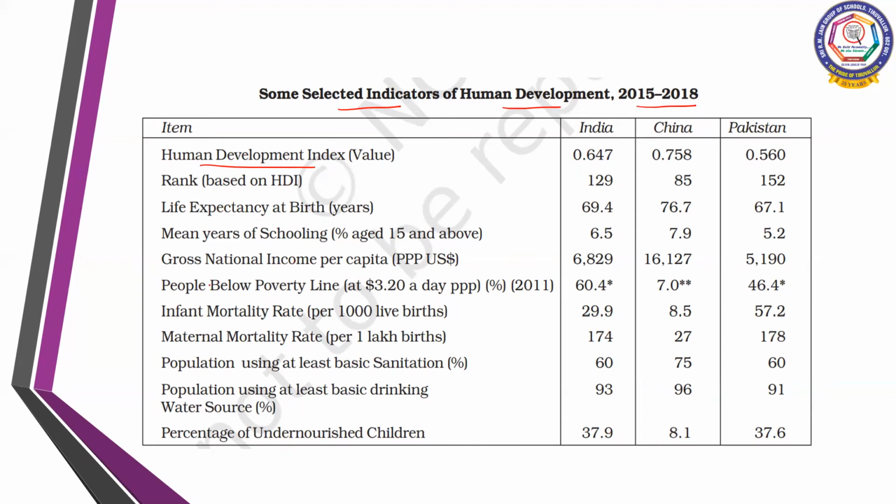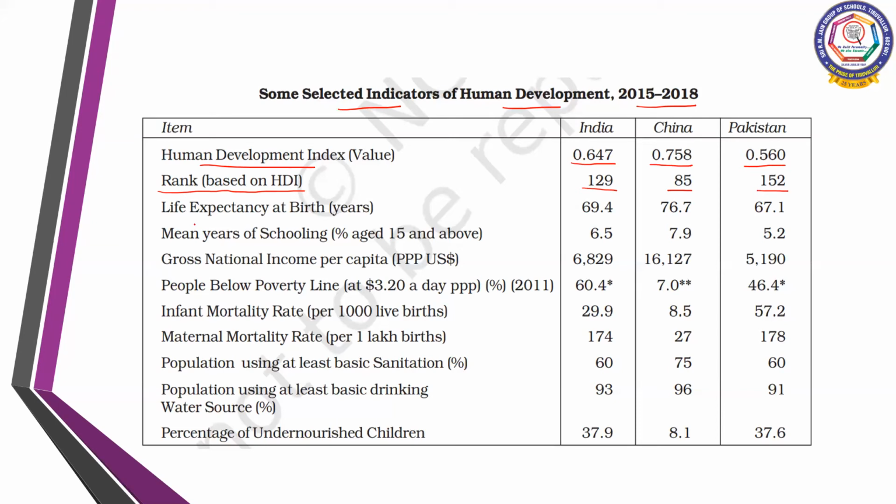The value of HDI in China is the highest at 0.758, whereas it is 0.647 in India and 0.560 in Pakistan. Rank is assigned to the three countries based on the Human Development Index. The lower the rank, the better is the performance. Rank 85 is assigned to China, whereas 129 is assigned to India and 152 is to Pakistan.